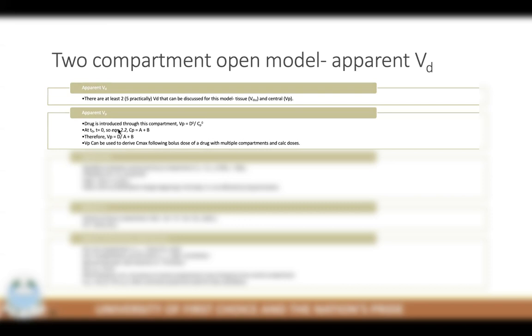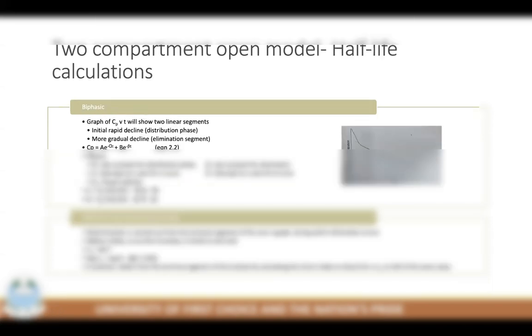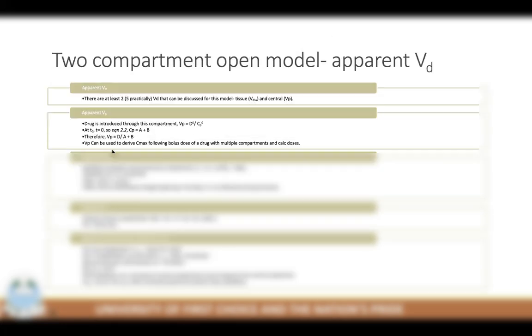So we can rewrite that equation, this concentration equation, by putting T as 0 in both of these equations. We will knock out e raised to power minus alpha T and e raised to power minus beta T, because those expressions become 1. Once those expressions become 1, the concentration of plasma will become A plus B.